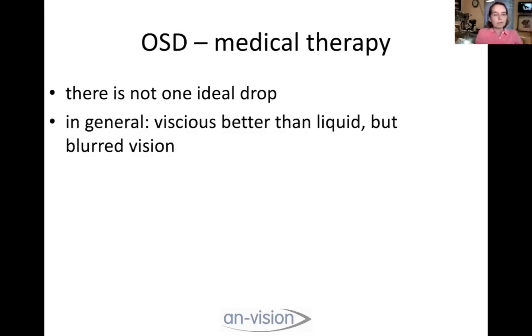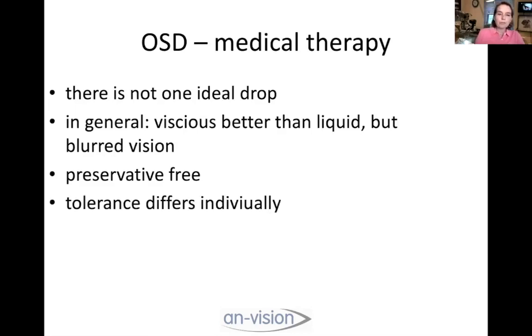In general, if you use drops or ointments, the more viscous they are, the better they are. They blur the vision, but usually we're not that sensitive in dogs than in people. You should always use preservative-free drops. And you should remember that the tolerance is different individually. And that's why it's quite drastic, that some dogs will just not tolerate, for example, cyclosporin drops or cyclosporin ointment or tacrolimus drops or ointment.